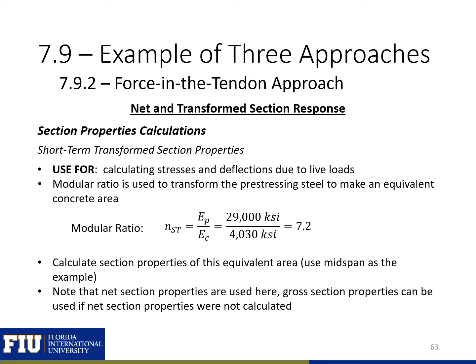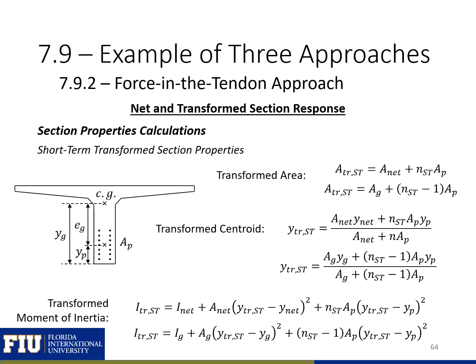On the next few slides, we'll calculate our short-term and long-term transform section properties. For our short-term transform section properties, we'll use our modular ratio with our pre-stressing and our modulus of elasticity without taking into account creep. And we can use the equations shown on this slide to calculate our transformed area, transformed centroid, and transformed moment of inertia.